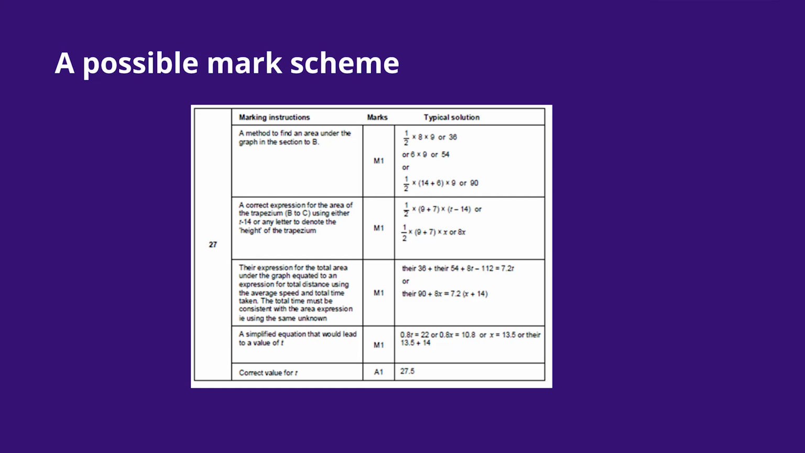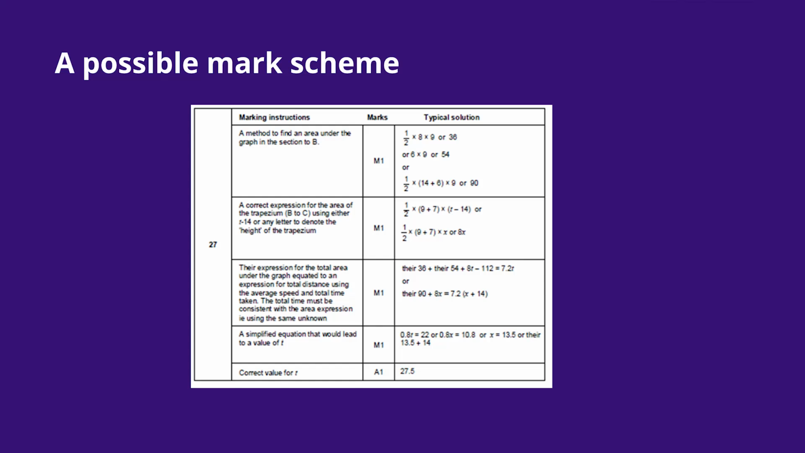The third mark is for that total area expressed and equated to the total distance. And it doesn't have to be tidied up. It can be quite messy as long as we can see that expression and that the unknowns on either side are consistent. So if the students are using t, then they're using t on both sides.